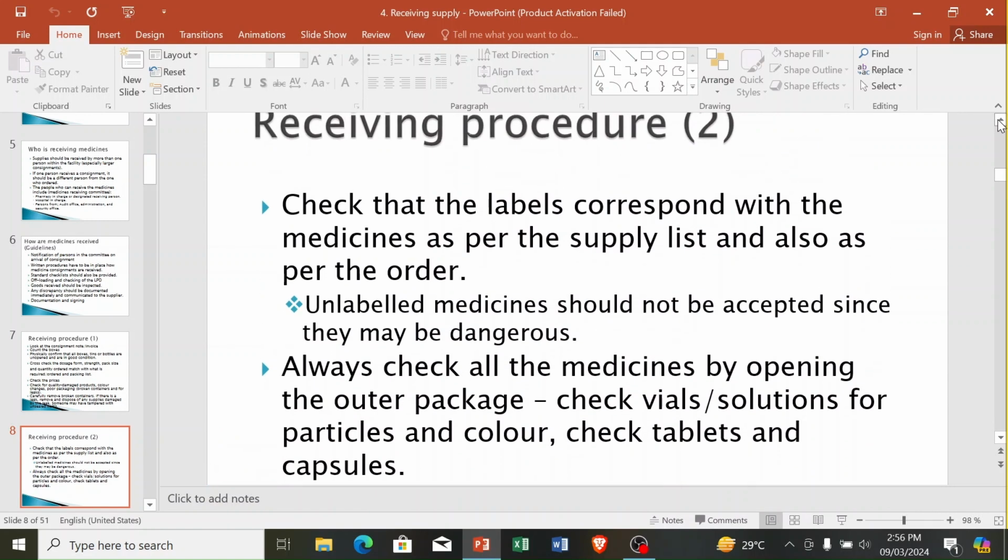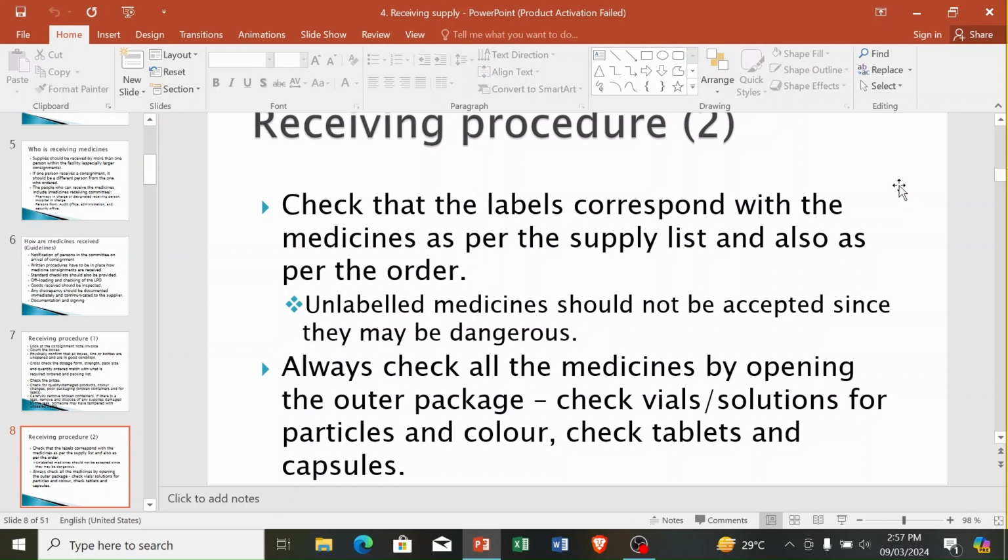Then check that the labels correspond with the medicines as per the supply list, and also as per the order. Check whether the medicines are yours for your facility, and if they are not, you return them. Check whether the quantities you had ordered are the quantities they have brought. If not, you return them. Check whether the packing list corresponds with what has been packed inside those different containers. We said a packing list gives us a guide on what has been packed where, and we are able to know what to check where and how.